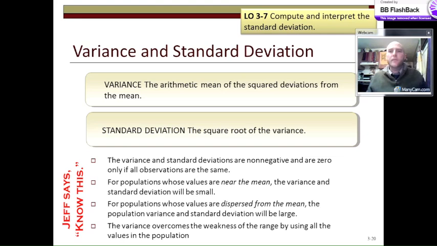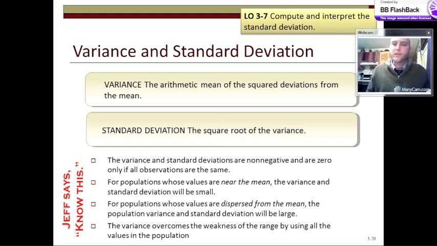There's a number of different properties of the variance and the standard deviation. They're all very important. The first one is that the variance and standard deviations are non-negative and are zero only if all observations are the same. It's really two parts. One is that it's always at least zero. It can never be negative. And it's zero if everything is the same. Populations whose values are near the mean, the variance and standard deviation will be very small. Let me just discuss that in terms of if things don't vary very much, don't deviate very much, then that number will be small.